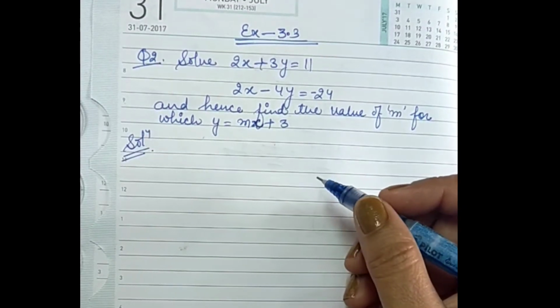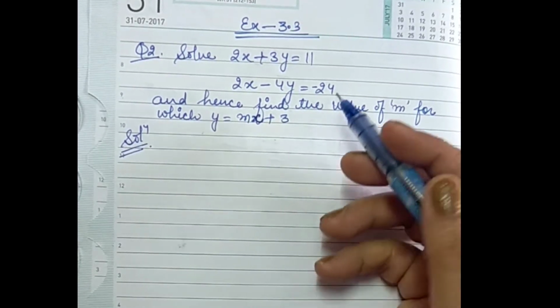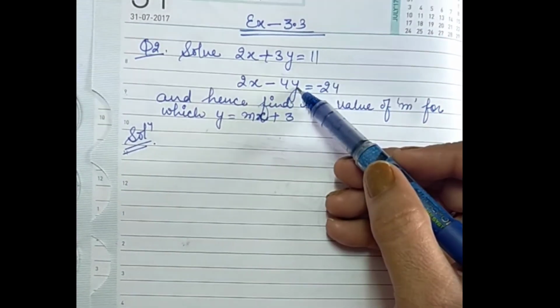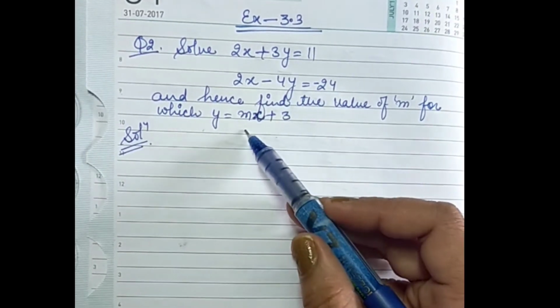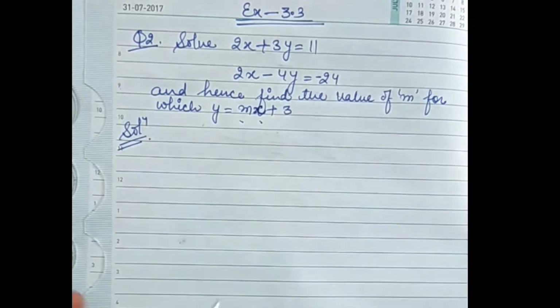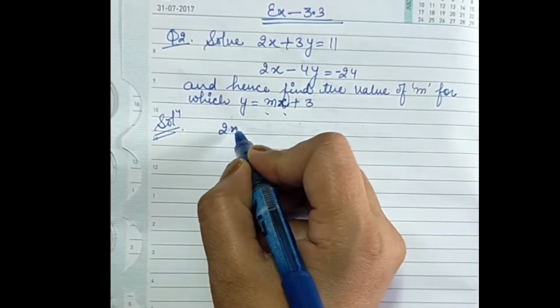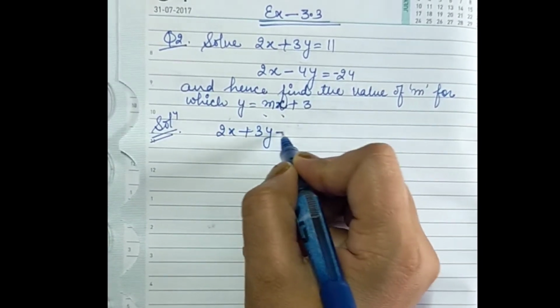As we are using the substitution method in this exercise, I am following the same here. First of all, we will be finding the values of x and y, and then we are going to substitute the values here to get the value of m. So let's do it now. 2x + 3y = 11.